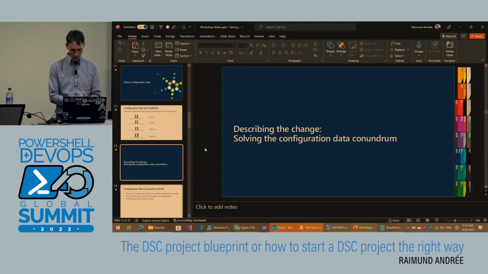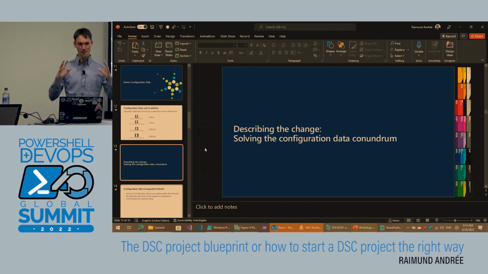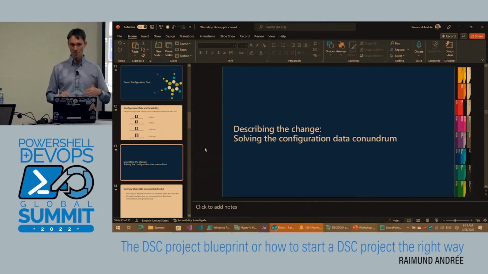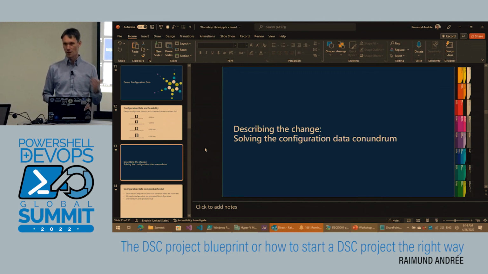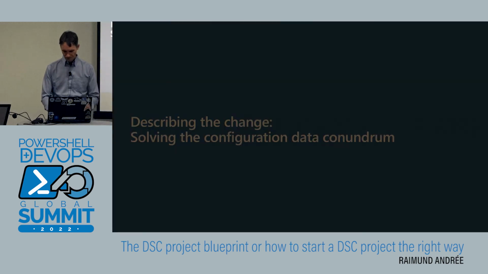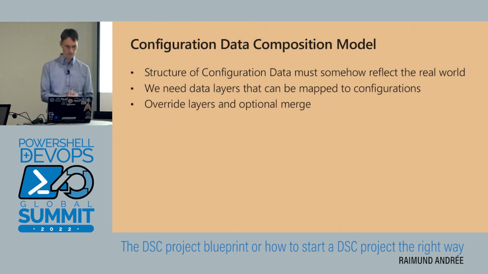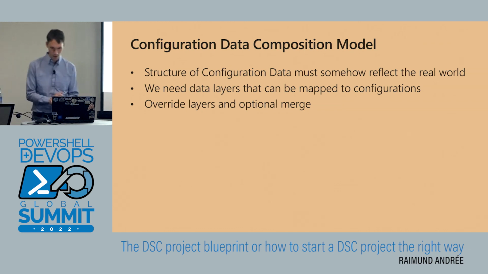Describing the change. So now we need to solve the configuration data problem. We need to find a way to set up our configuration data so that other people can easily read it, maintain it, change it, maybe even do some reporting to get an idea how the final configuration of a computer looks at the end, right? We don't want to deal with these 2,000 lines long files. We want something that is much more according to our normal thinking, to how we think about computers. And so the structure of configuration data must somehow reflect the real world.